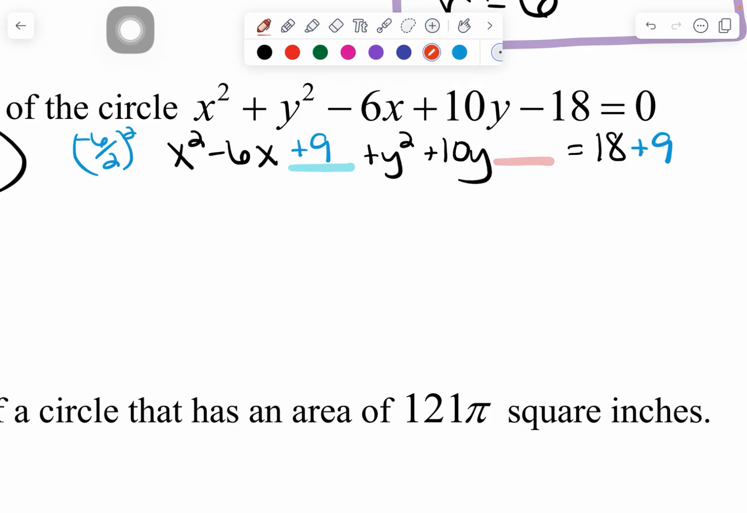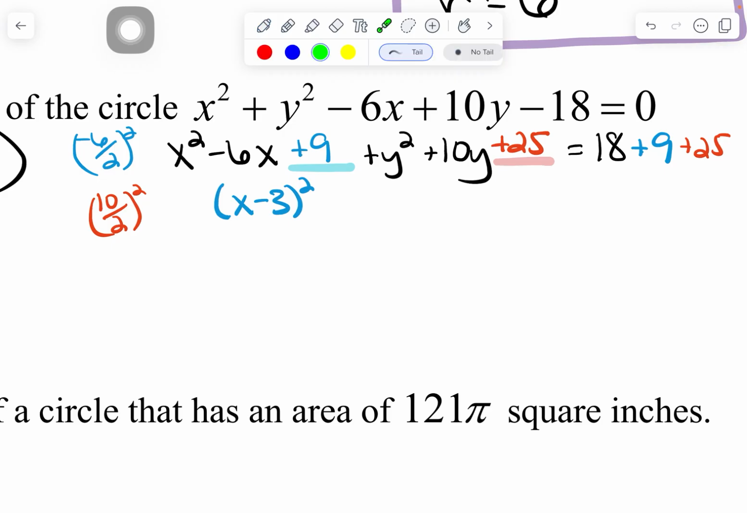And then how about for y? We're going to do 10 divided by 2, square that. That's positive 25. Plus 25 here. All right. So this is going to be x minus 3 quantity squared. That's the whole reason we talk about completing the square, is you've now created an expression squared. That's the squared we're looking for. All right, so this is going to be plus, let's see, y plus 5 squared.